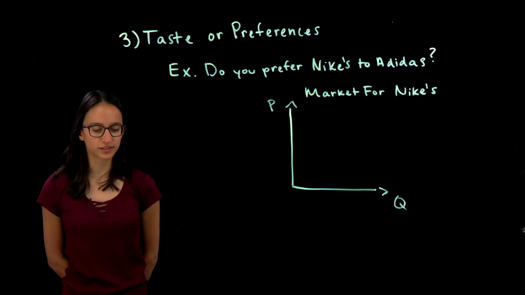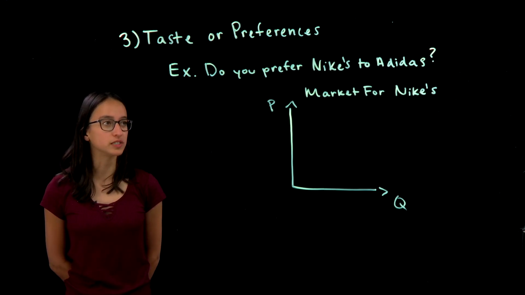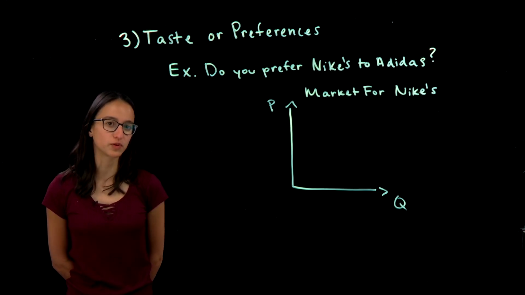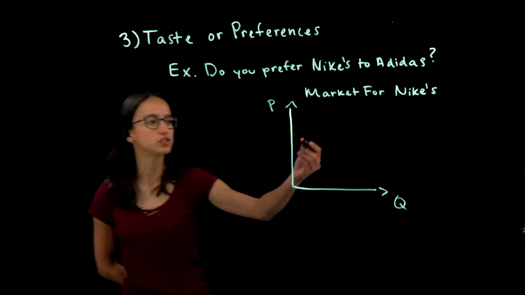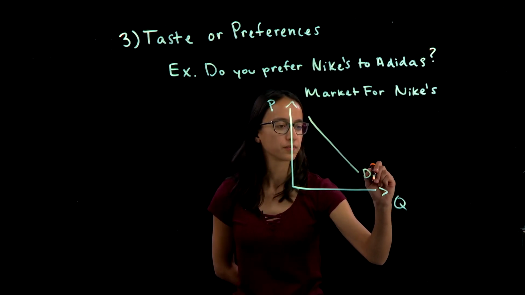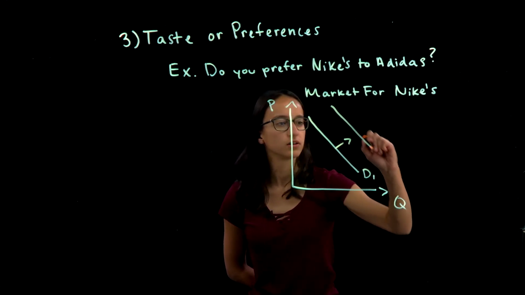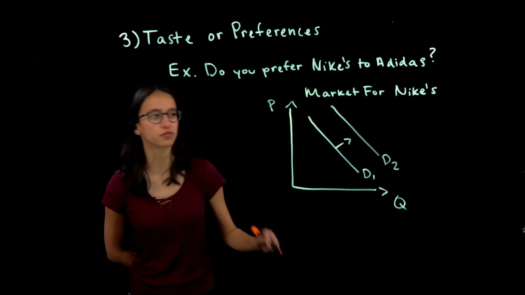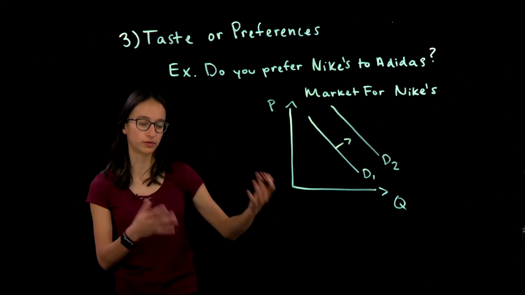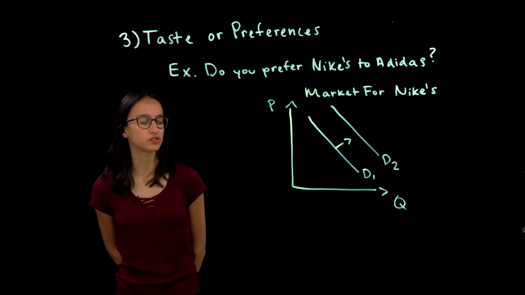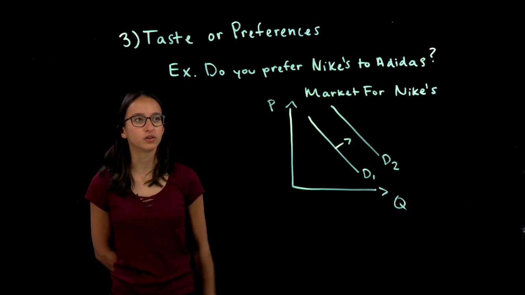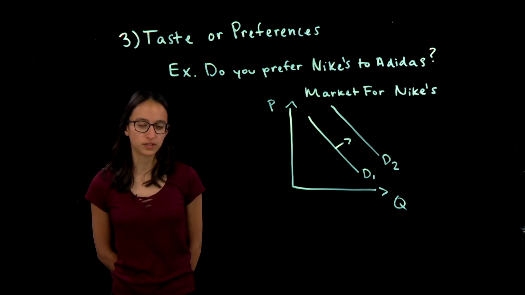A third factor that shifts demand is consumer taste or preferences. For example, if we compare Nikes to Adidas, people have preferences, right? If you prefer Nikes over Adidas, what would happen to your demand for Nikes, since we're in the market of Nikes? You would go from demand 1 to demand 2. And the same goes the other way around. If we were in the market for Adidas and you prefer Adidas over Nikes, your demand would increase. These are just preferences based on the things that we like, the things that we see on TV.